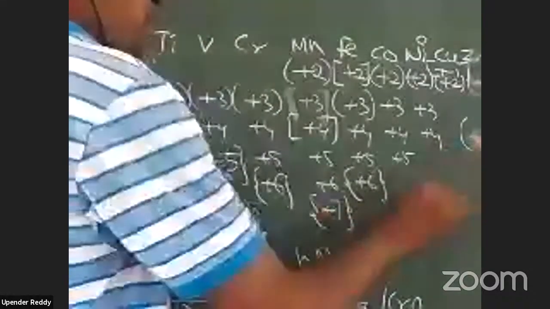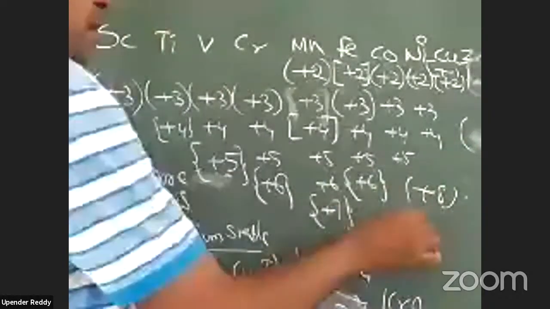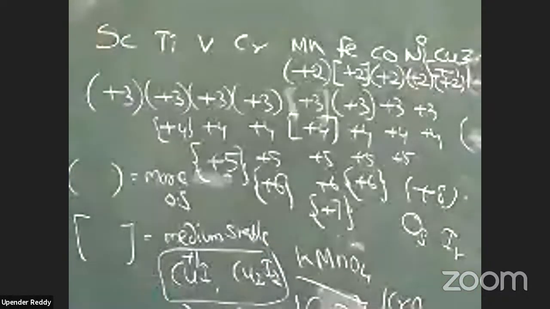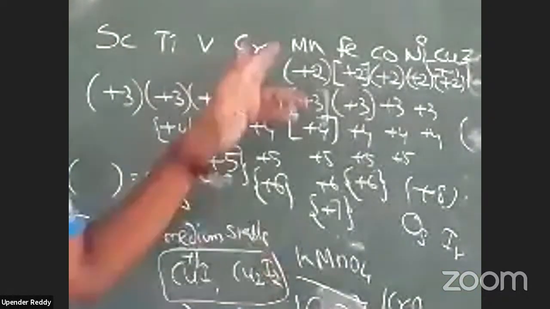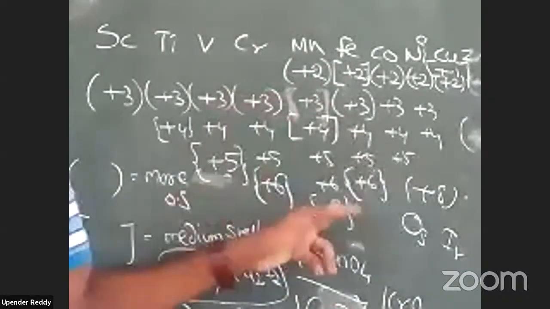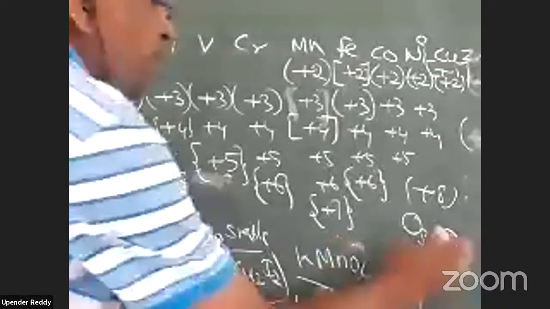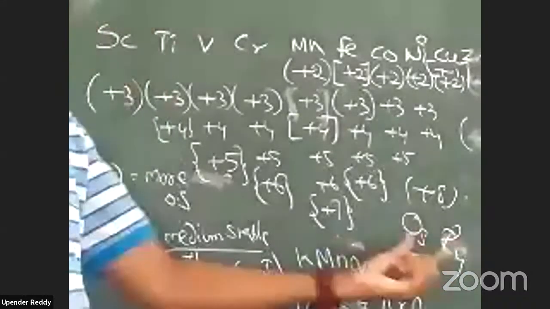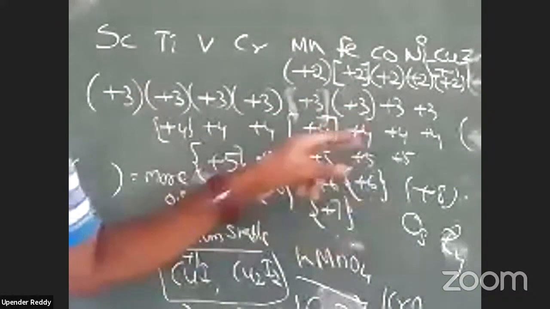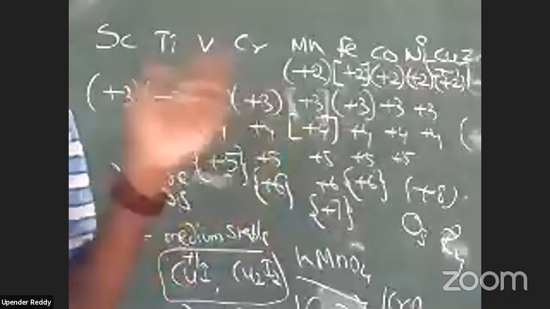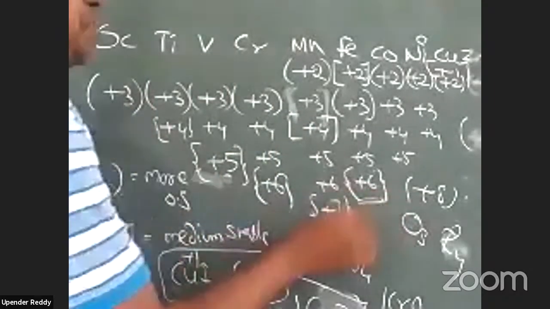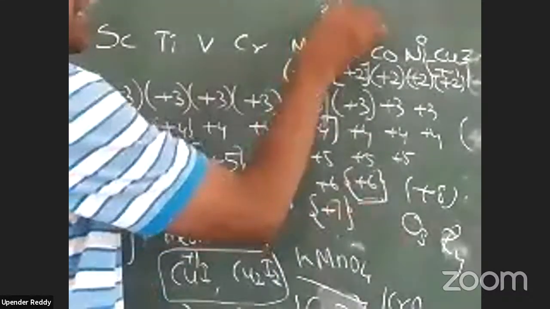I am writing here, +8 is the highest oxidation state shown by osmium and ruthenium. In the seventh group, manganese, and iron, ruthenium, osmium belong to the iron group. Ruthenium and osmium show the +8 oxidation state also, but iron shows only +6, even though it has 8 electrons in the valency shell.